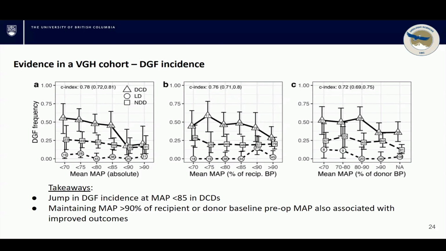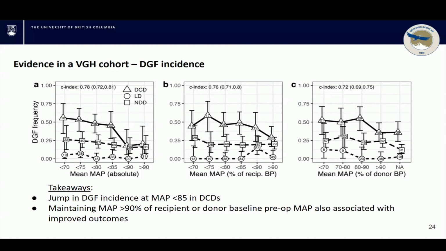So this is approximately 25%. And then if you go below 90%, then it starts to approach 50%. So there's a suggestion of a target. There's a potential target there of trying to stay at 90% or more of the recipient's baseline blood pressure. And then for NDDs and LDs, there's again not as much of a change in the DGF incidence regardless of the MAP until you get very low.